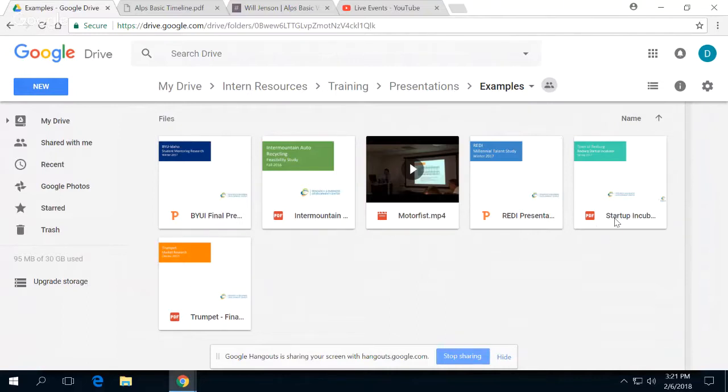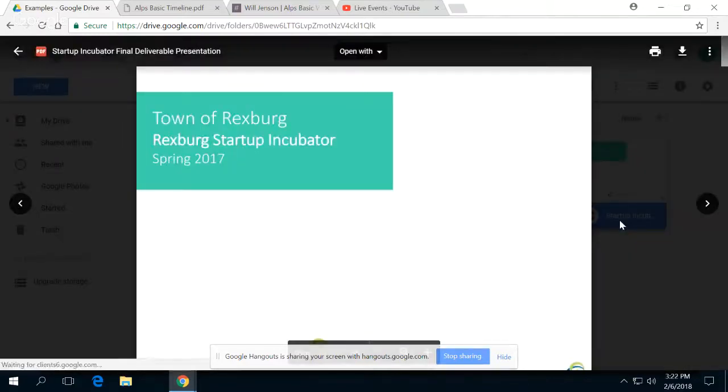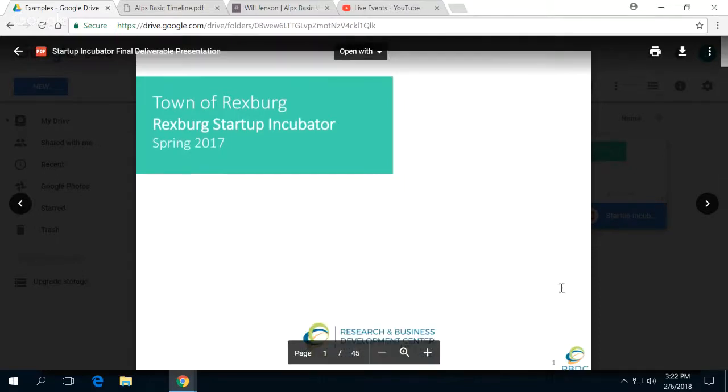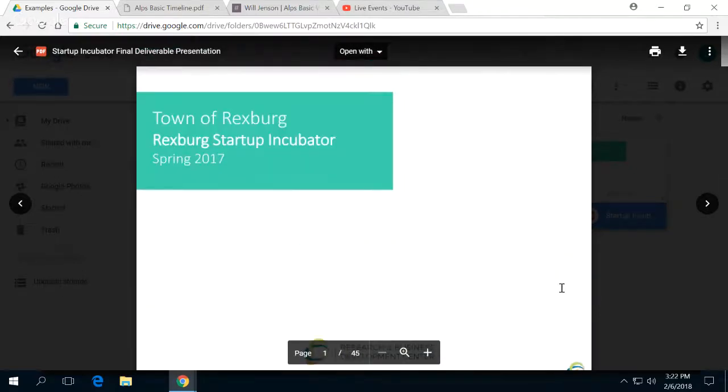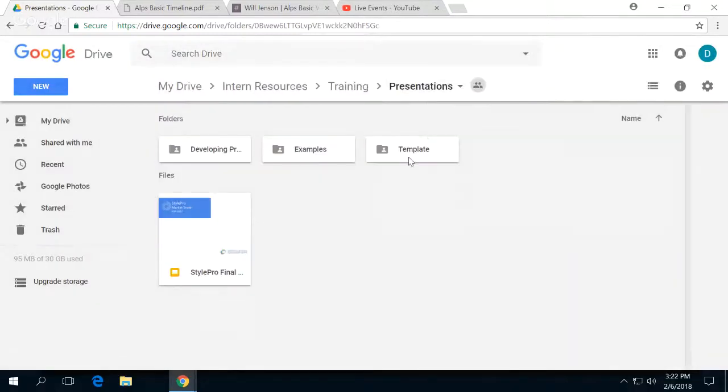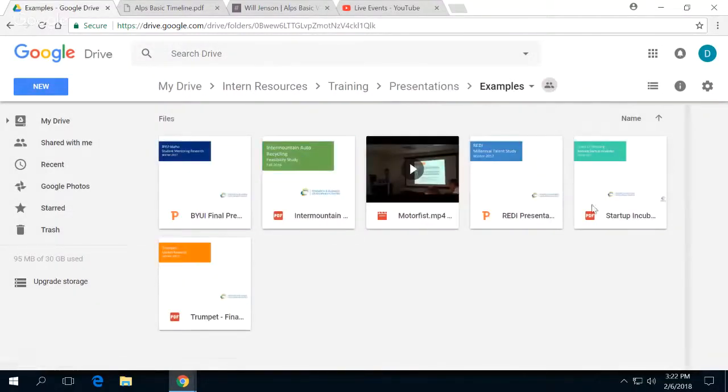I kind of want to show you some variations on how people did their scope or overview, and then how they went on into the methodology. This is a project that I did when I was an intern here. We have templates for PowerPoints inside this presentation folder, with examples right here.